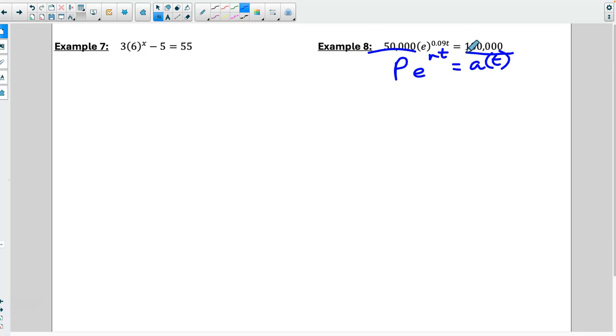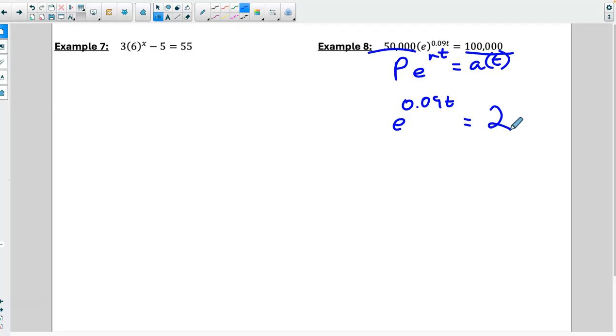So I already told you you're doubling it. So if I take 100,000 divided by 50,000, I'm going to get 2. All right, so let's just go ahead and write that down. So I'm going to have e to the 0.09t is equal to 2. So we're just simplifying it because we know we're doubling.